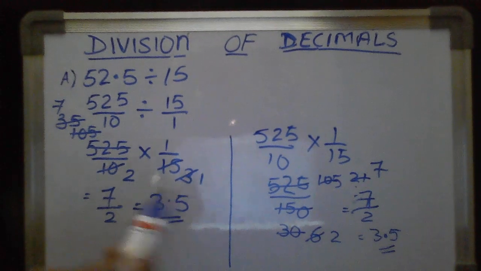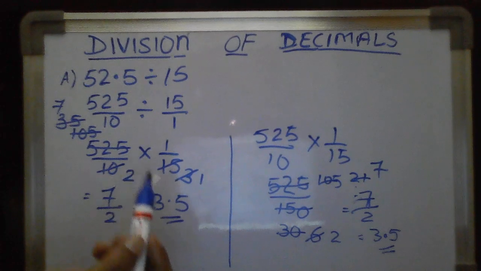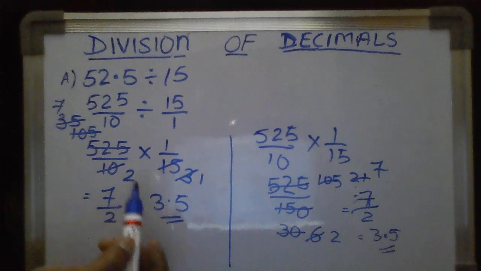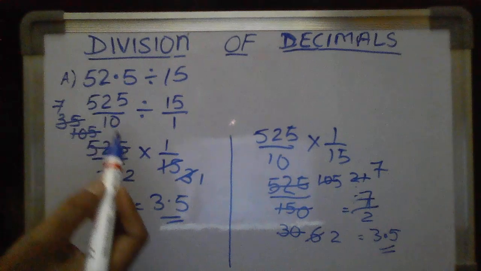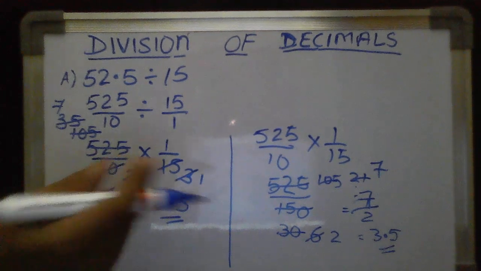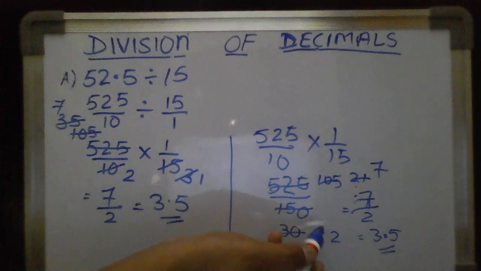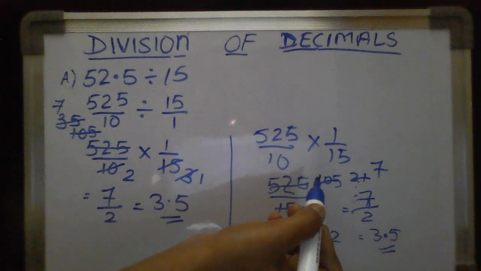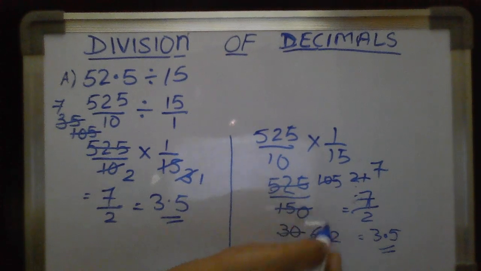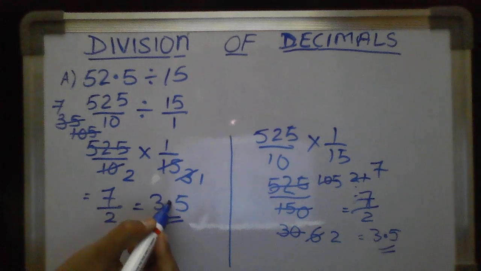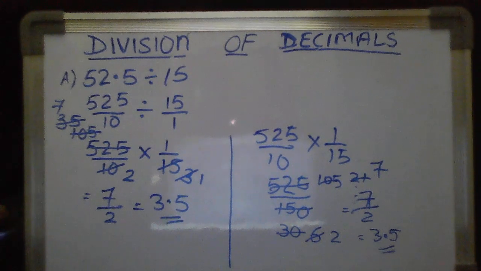So you have two methods to follow here. You can choose any one method, but when the numbers are smaller, it is easy to follow this method. But when the numbers are bigger, when you have larger numbers, you need to follow this method. So this is one example. Now let's go with another example.